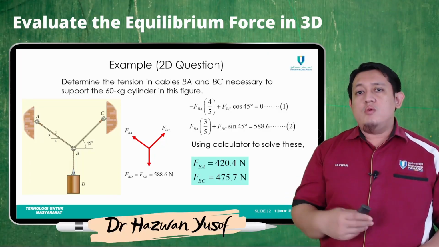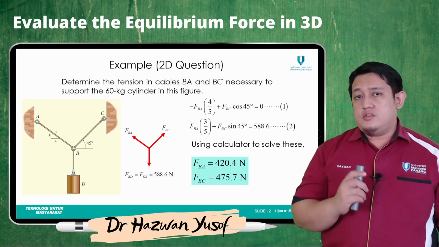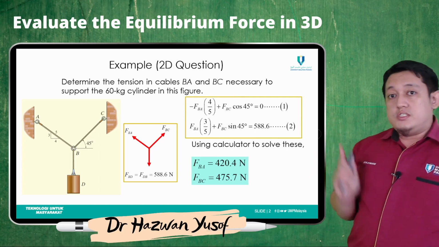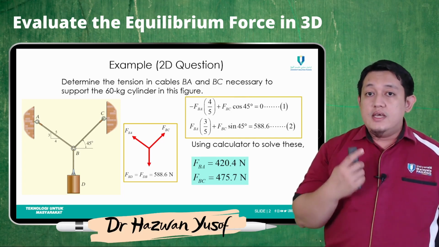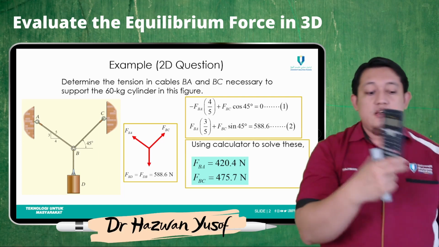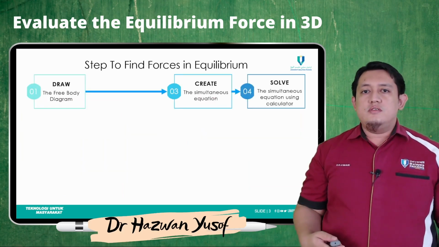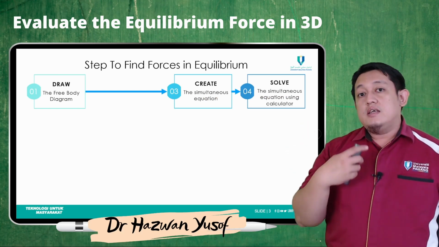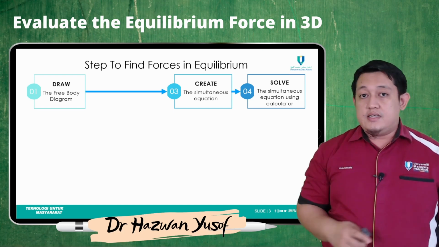In the previous lecture, when we wanted to determine the force in the cables for a 2D question, we needed to draw the free body diagram, create two equations based on the total of force in x and y direction equal to 0, and use this calculator to solve the simultaneous equations. To conclude, these are the main steps: draw the free body diagram, create the simultaneous equation, and solve it using the calculator.